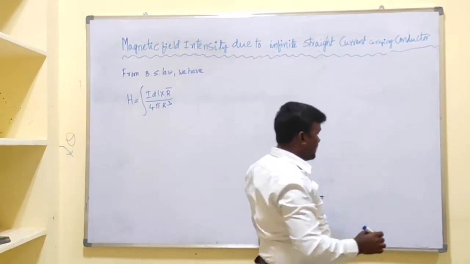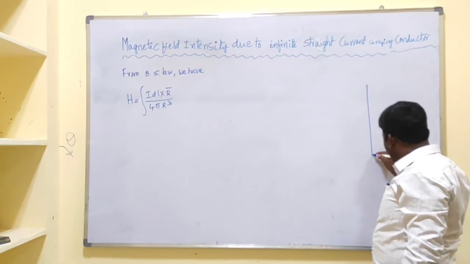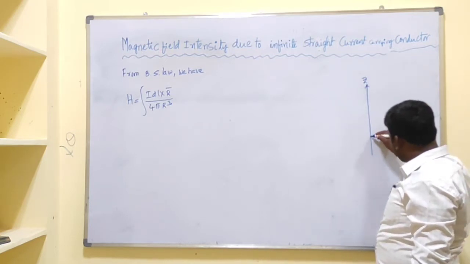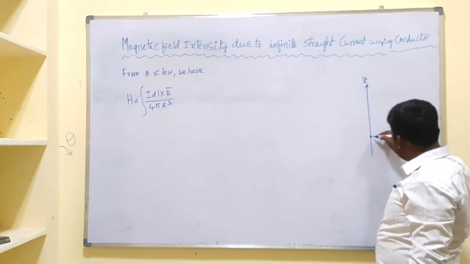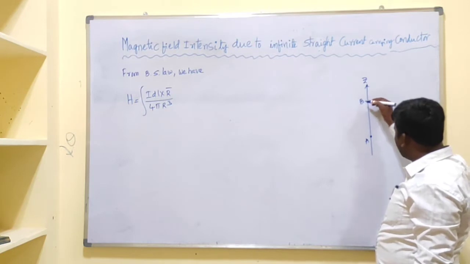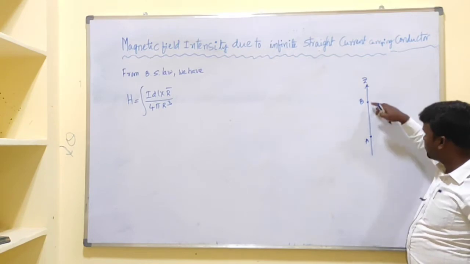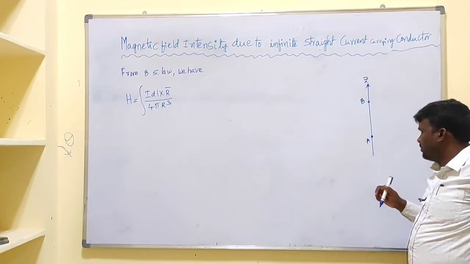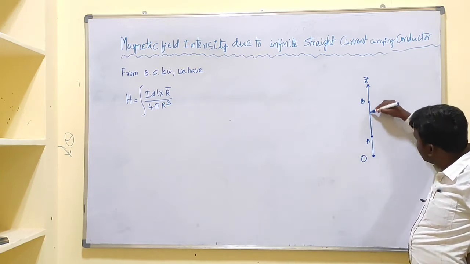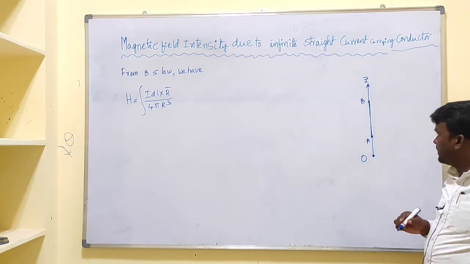Let us consider a current element, or else a straight current carrying conductor, placed along the z axis. So I consider a current carrying conductor of finite length AB, extended from A to B. B is the upper end and A is the lower end, and this is the origin point. This is our straight current carrying conductor. Current carrying conductor produces the magnetic field intensity.